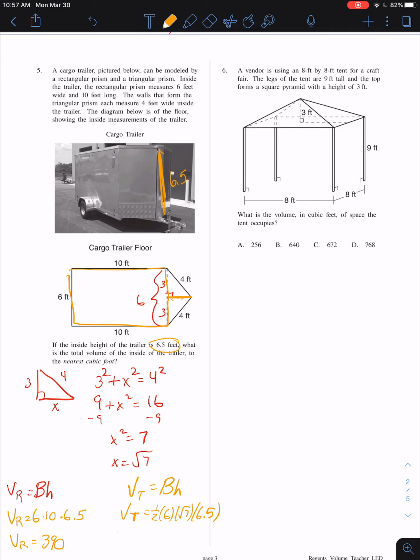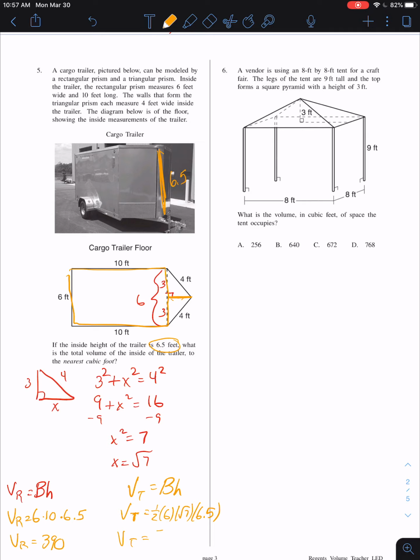Okay, we're going to plug that into our formula. So 1/2 times 6 times radical 7. Now you might say, well, could we plug that radical 7 in first? There really is no point to doing that, because then we're just going to probably be rounding. We don't want to do that.